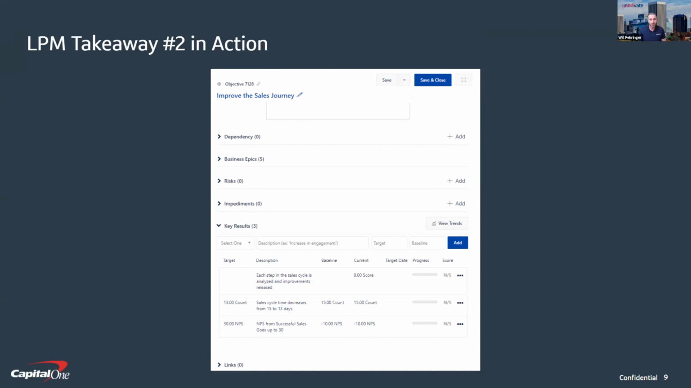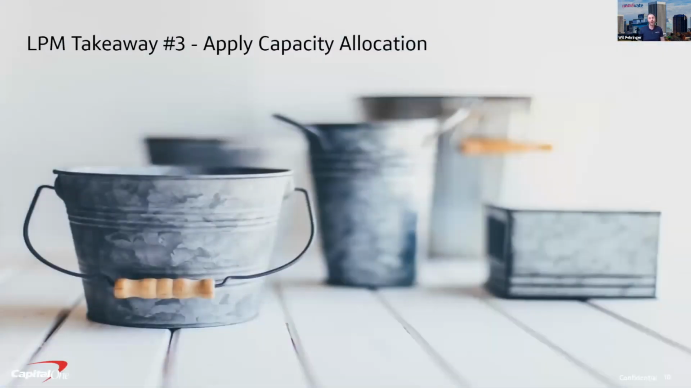All right, so let's move on to our third takeaway, which is apply capacity allocation. Like I said earlier, this was one of the first ones that we've implemented in our line of business across the board. And we think this is a really, really great takeaway and a really practical one to use.